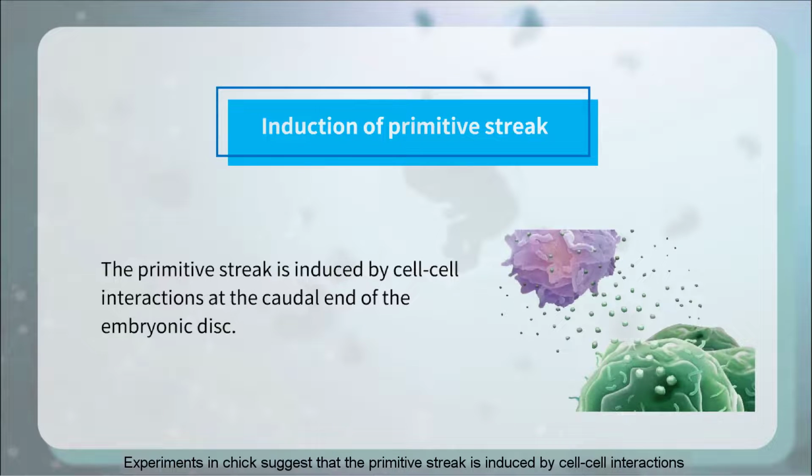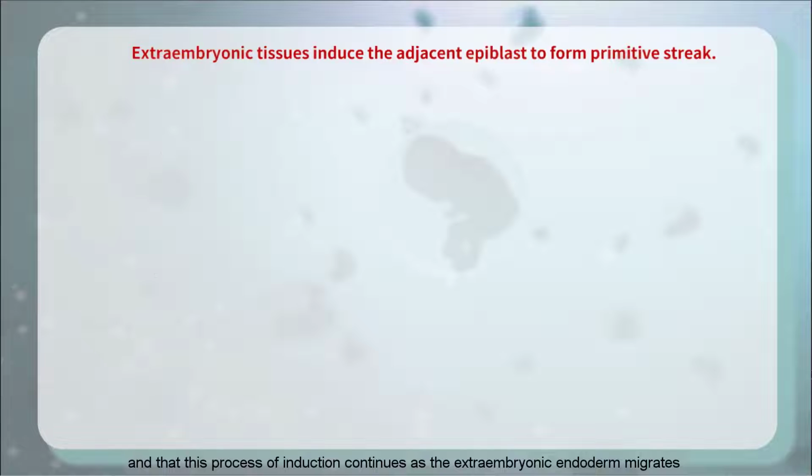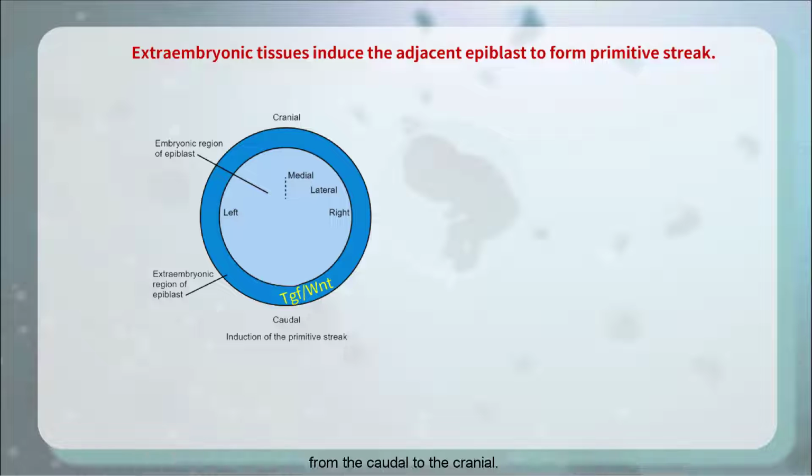Experiments in chick suggest that the primitive streak is induced by cell-cell interactions at the caudal end of the embryonic disc. Although the exact tissue interactions are disputed, it's clear that extraembryonic tissues induce the adjacent epiblast to form the primitive streak, and that this process of induction continues as the extraembryonic endoderm migrates from the caudal to the cranial.